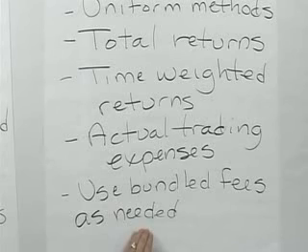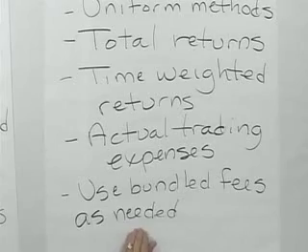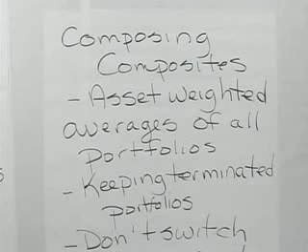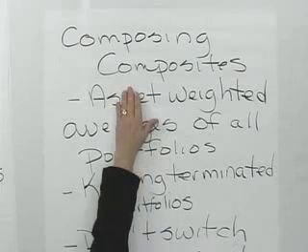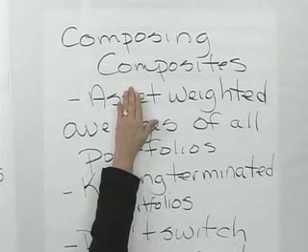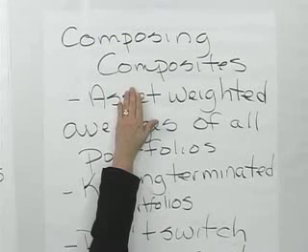In addition, composite returns have to be calculated by asset weighting individual portfolio returns at least quarterly. By 2010, that's got to be monthly. I'd like to talk a little bit more about the rules relating to composing composites, because again, the composites are at the heart of the GIPS standards.